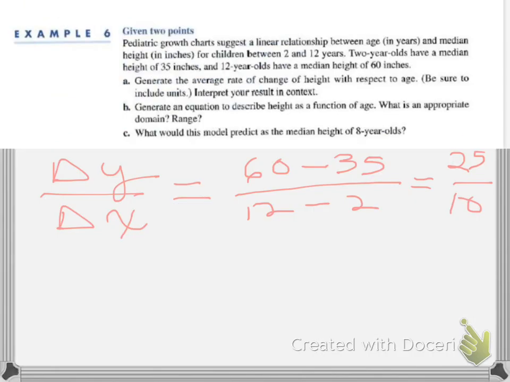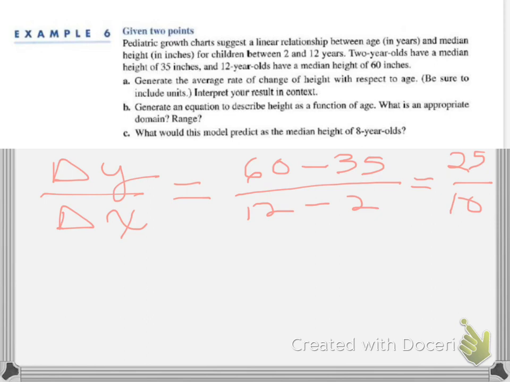Okay, so in this problem, they're asking us to create an equation and to do that in a sequential ABC fashion. The pediatric growth chart suggests linear relationships. You have a line. Lines have slopes and y-intercepts between age in years and median height in inches. For children between 2 and 12, 2-year-olds have a median height of 35, and 12-year-olds have a median height of 60. Generate the average rate of change with respect to age. Be sure to include units. Interpret your results.